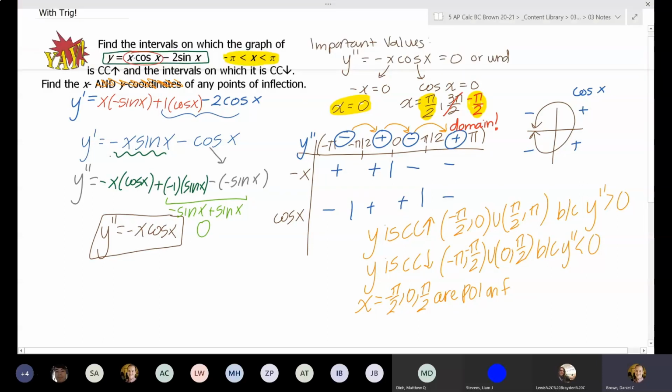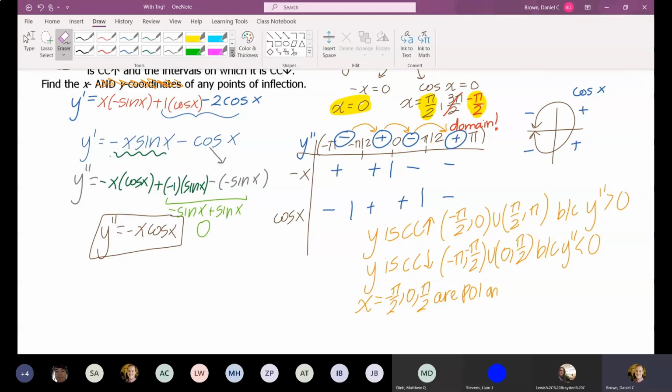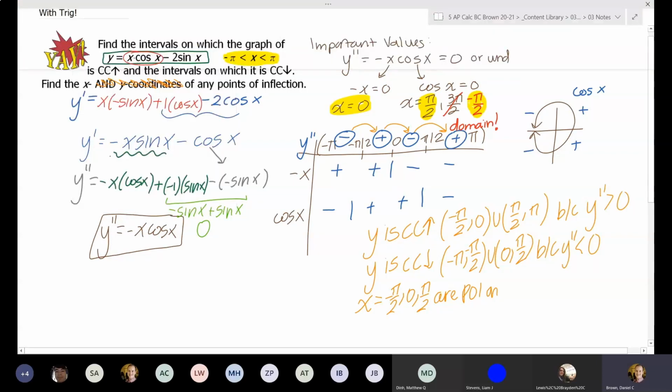I guess I can name it what I called it. And how do I know that they are points of inflection? I know that they are points of inflection because the second derivative changes sign. Again, a common mistake people make is they'll say that those are points of inflection because y double prime is equal to 0. That isn't what makes them points of inflection. They are points of inflection because that is where the second derivative changes signs.